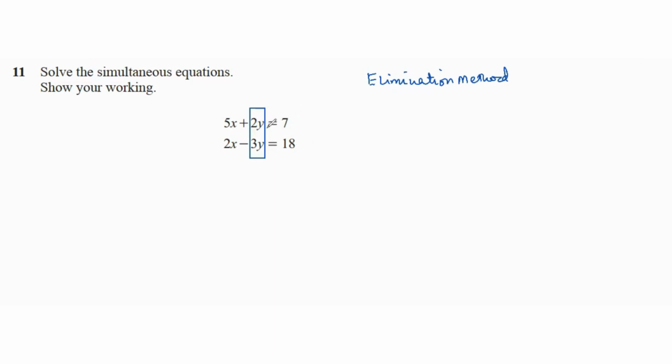So now if you look at the coefficient of y in equation 1 and in equation 2, we can see that it's different. It's 2 and 3. So that means we need to make the coefficients equal first. And that can be done by multiplying the first equation by 3 and the second equation by 2. So we'll multiply 3 with 5x, then 3 with 2y, and then with 7. So that leaves us with 15x plus 6y equals to 21.